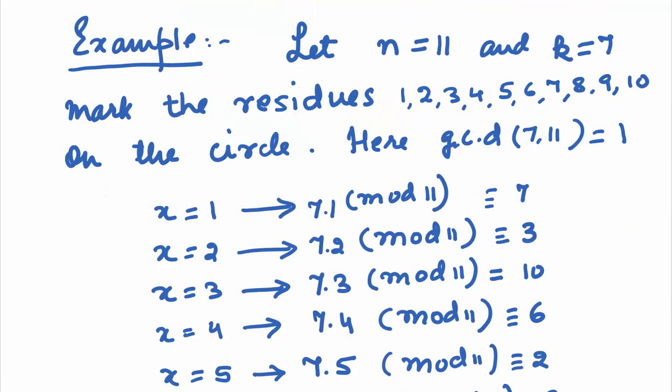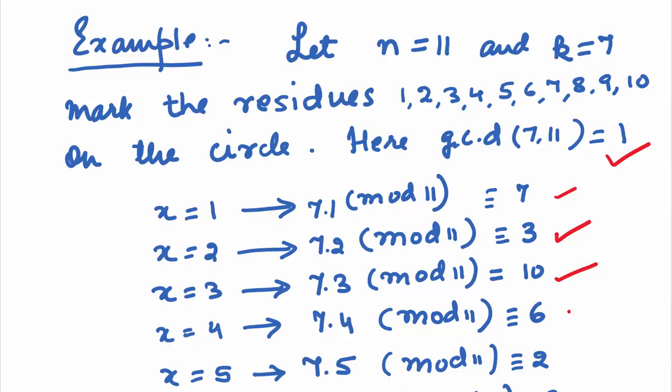So let's take an example. What if my modulus is 11 and we take k to be 7? Mark the residues 1 to 10 on the circle. Here, GCD of 7 and 11 you can see is 1. So, how is the mapping done? When x is 1, it goes to 7 times 1 modulus 11. You know it is congruent to 7. When x is 2, 2 will be joined to 7 times 2 modulus 11, which is congruent to 3. You have to again remember, we are taking the least residue mod 11. When x is 3, 3 is joined to 7 times 3, which is 21, and it is congruent to 10 mod 11.